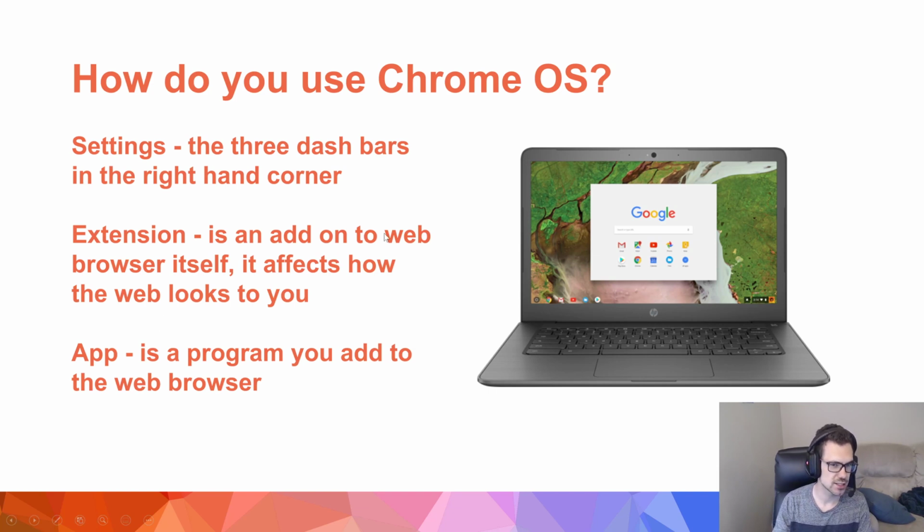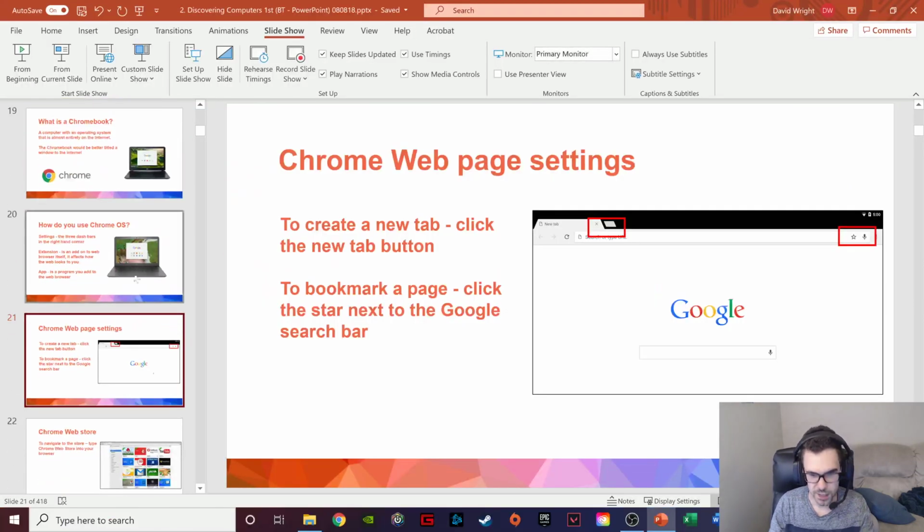An extension, and this is a really important definition, is an add-on to a web browser itself that affects how the web looks to you. So it's kind of like a theme or an overlay. And then an app is a program that you add to the web browser. Again, web browser, I use that term very loosely because it's kind of like an operating system. It has settings, it has extensions, has the ability to customize it, and it has apps. Let's be honest, it's a user interface, kind of like the definition. So anyway, let's go actually try it out.